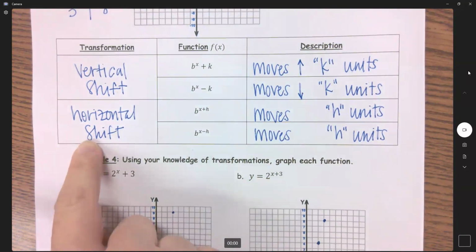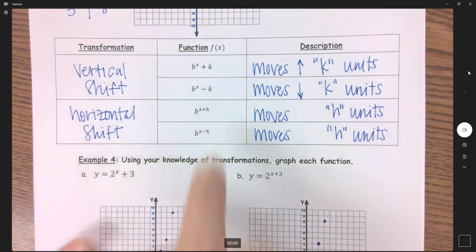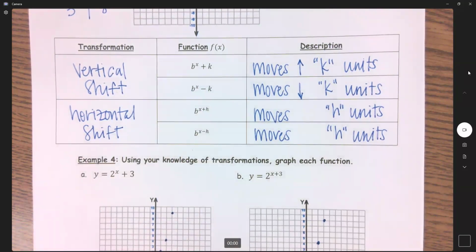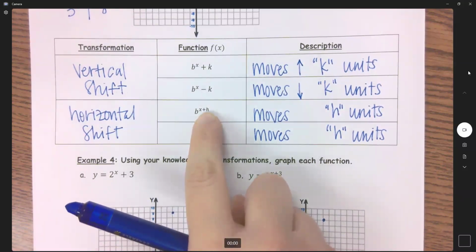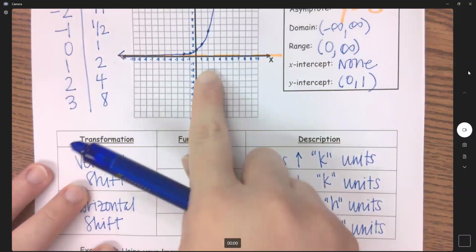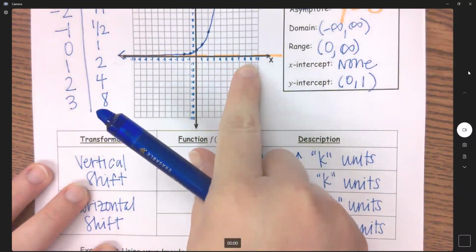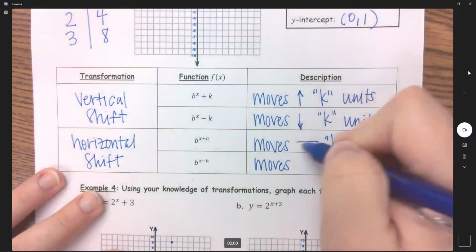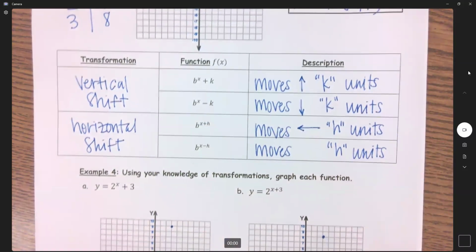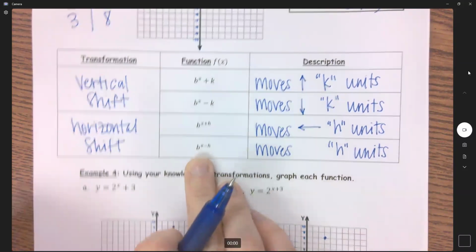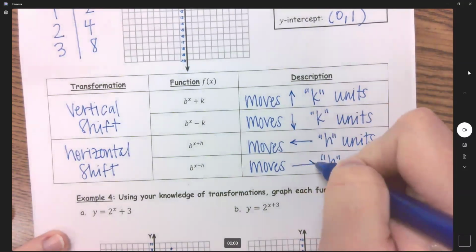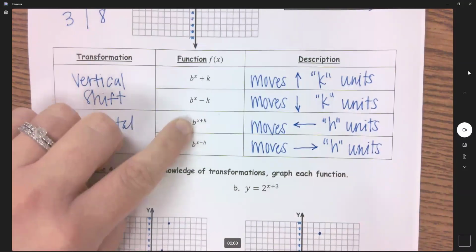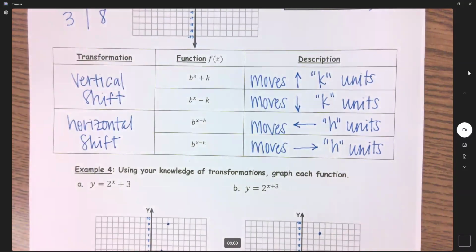Then my horizontal shifts happen when I'm adding or subtracting something within that exponent position, right? So now that's within the function. And so if I have a plus h inside opposite, so plus we think of as going towards the right, towards all the positives, but that will move to the left. And then again, minus, we think of as going to the left towards all the negatives, but that moves to the right. So inside opposite, outside same.